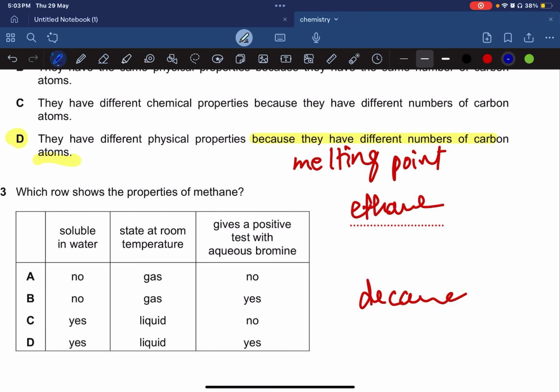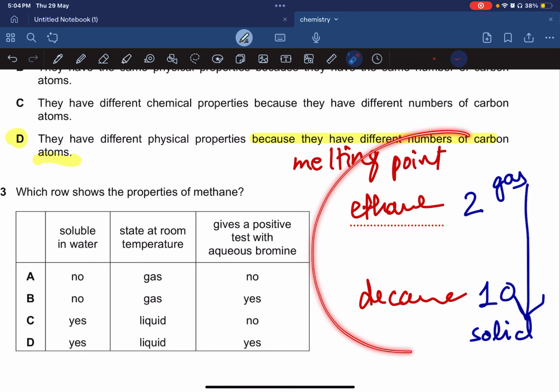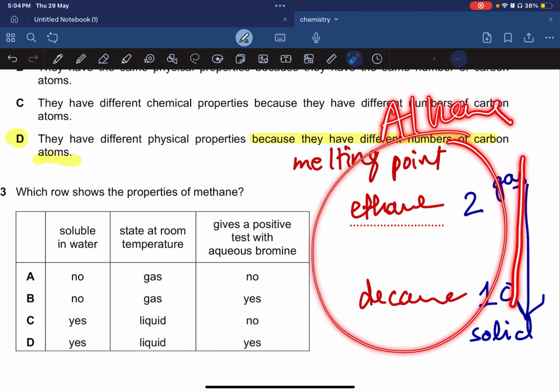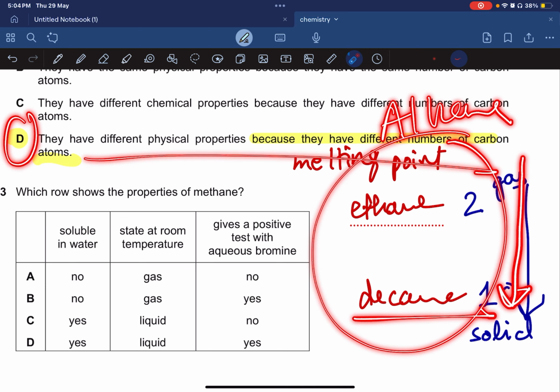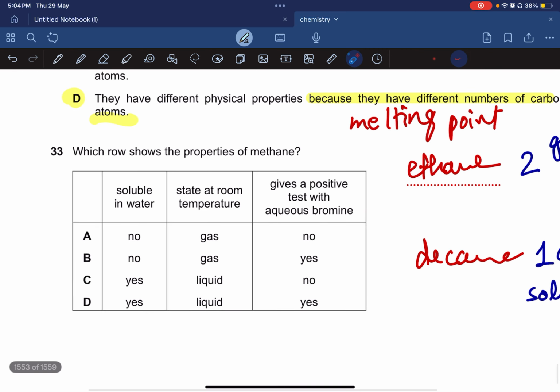Ethane has 2 carbon atoms and decane has 10 carbon atoms. What happens to the melting point? What happens to the physical state? Ethane is basically a gas and the melting point is extremely low. Decane is a solid and the melting point is extremely high. Though both belong to the alkane series, the physical properties change down the group because the carbon atoms are changing. So the physical properties change as the number of carbon atoms increases or decreases.